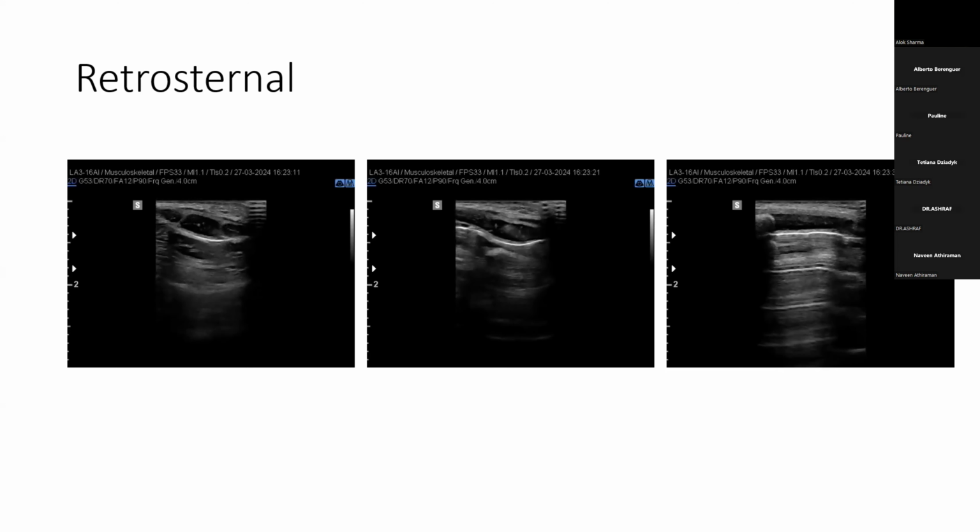So in an ideal world, if you cannot see the batwing sign, then we shouldn't be commenting and assuming that what we're seeing below that is actually lung by protocol, by definition, based on what Daniel Lichtenstein says. Now, if you want to see retrosternal air, the only way to look at it would be to angulate your probe through the ribs.